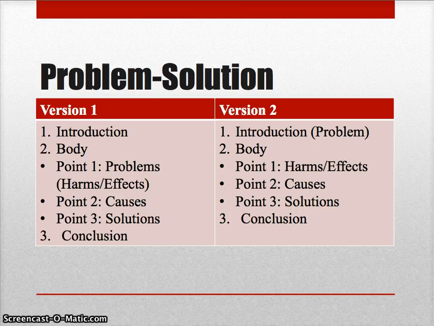Then in your body, your first point is going to be talking about the harms and the effects of the problem, okay. So instead of kind of burying that and melding that into one point, you put those into 2 separate areas, and it just depends on how much time you think it's going to take to convince your audience that a problem exists. And then the second and third point are going to be the same, the causes and solutions. That's the problem-solution method.